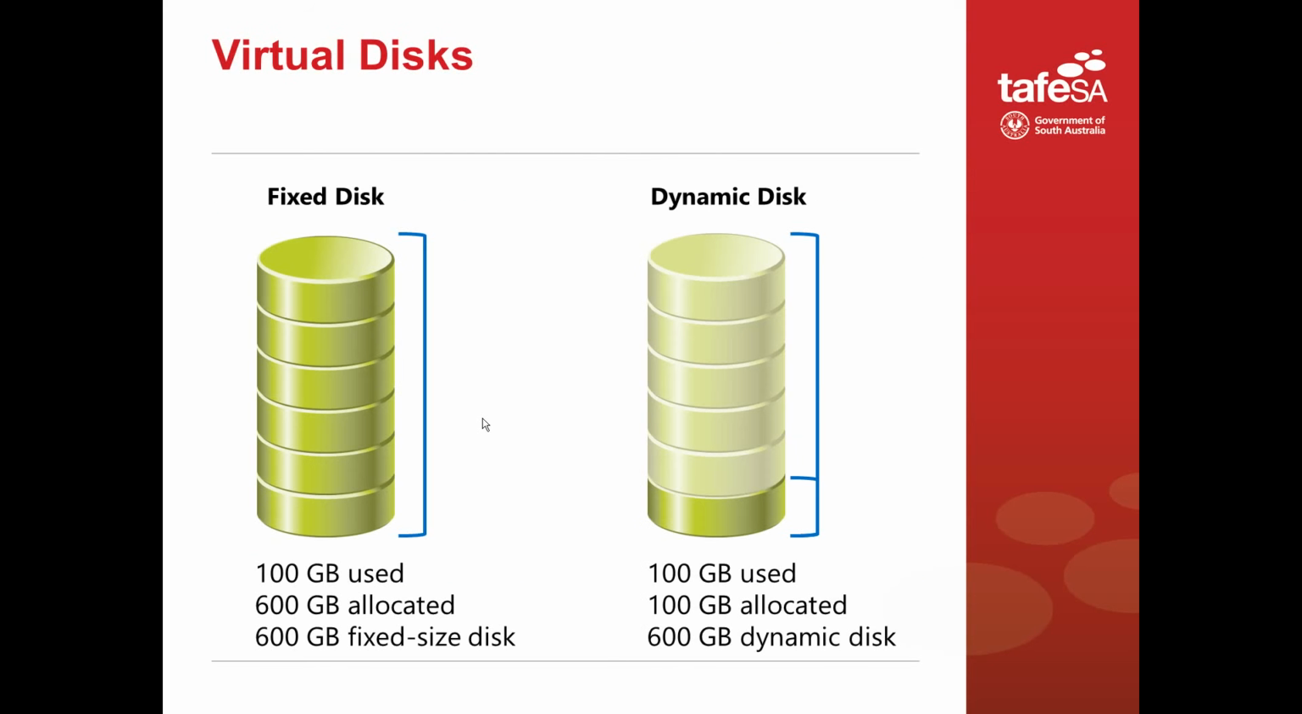When you're planning your hard disk space, decide whether you're going to use a fixed disk or a dynamic disk. A fixed disk will allocate all of the space up front. For example, if you create a 600 GB virtual disk, the entire disk space will be taken up on your actual disk, the entire 600 GB. Whereas if you use a dynamic disk, the virtual disk will only take up the space you've used. In this example, 100 GB has been used, so your virtual disk will only be 100 GB and will expand in size as you use up the space.